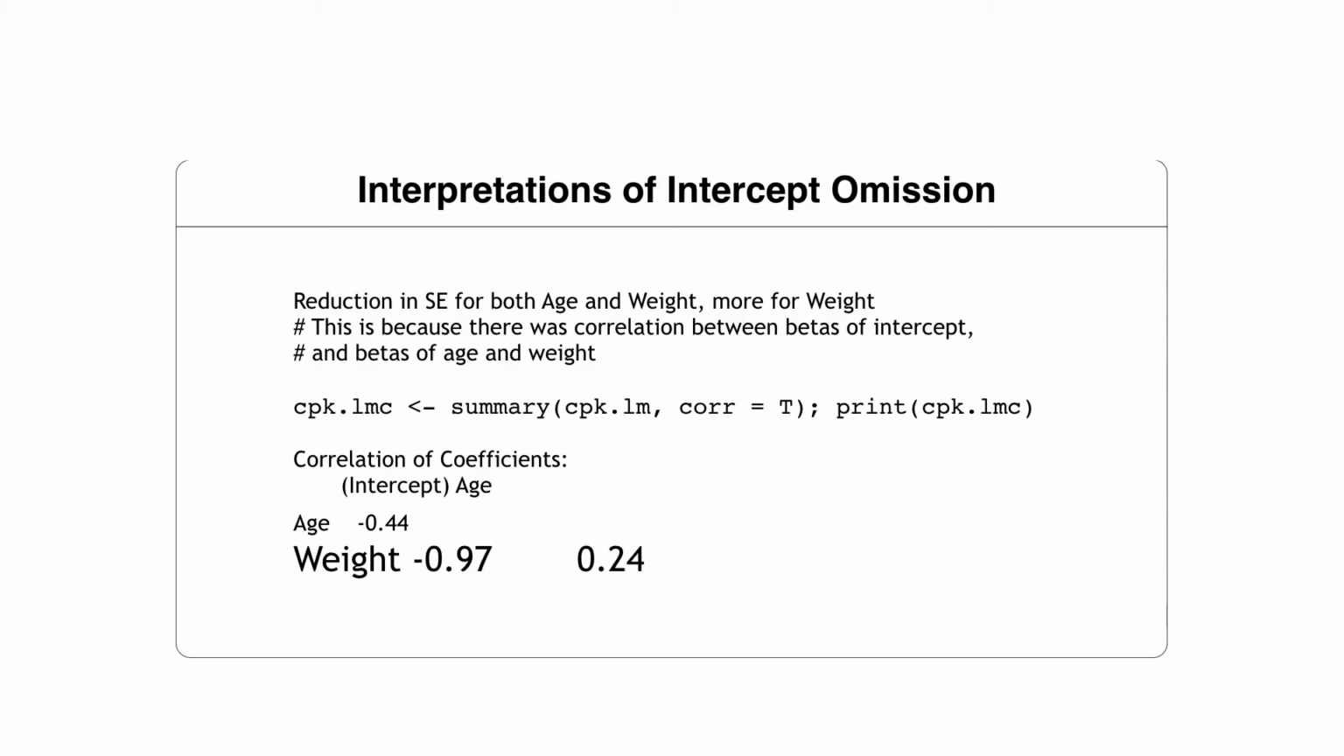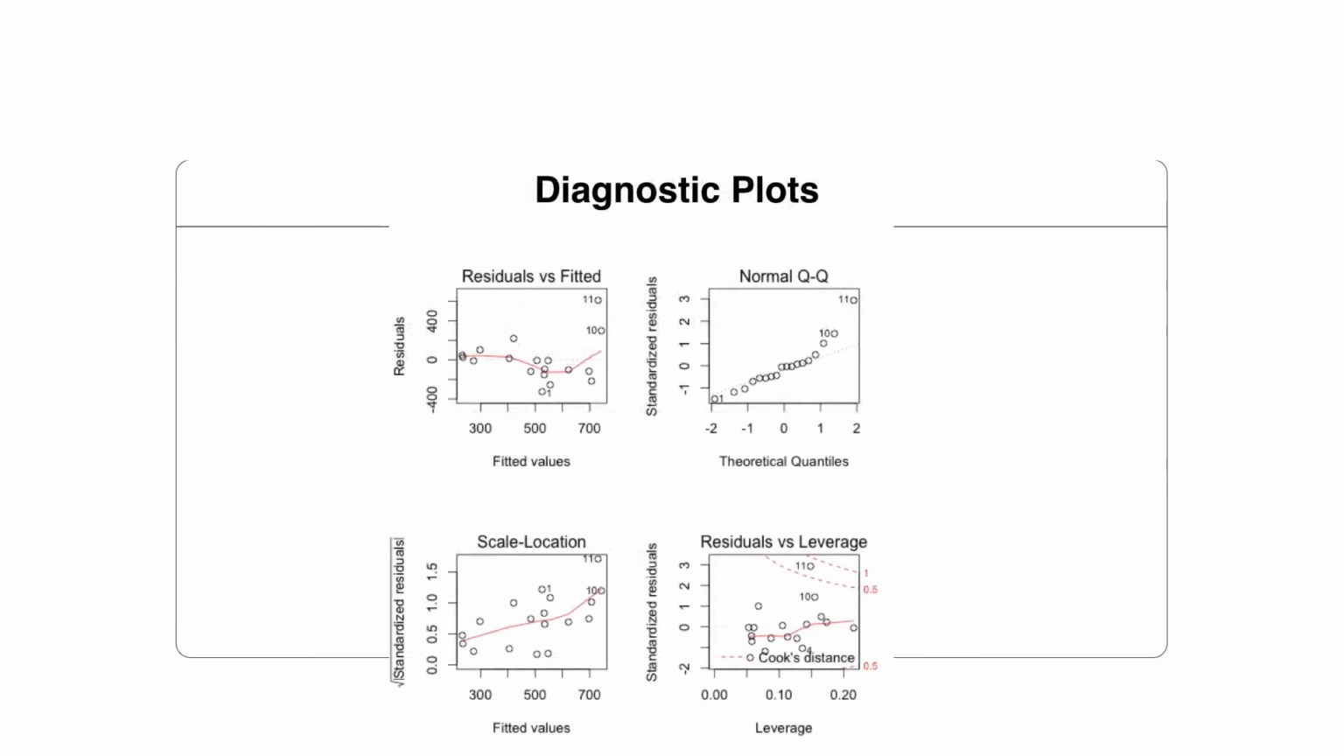That tells you that when you take out the intercept term, then immediately the standard error shrinks a lot, because now you don't really have to worry about the variability. It shrinks a lot, particularly more for the weight variable, which has a higher correlation with the intercept. So let's take a look at the diagnostic plots, because remember, the diagnostic plots tell us quite a bit about the outliers and things like that.